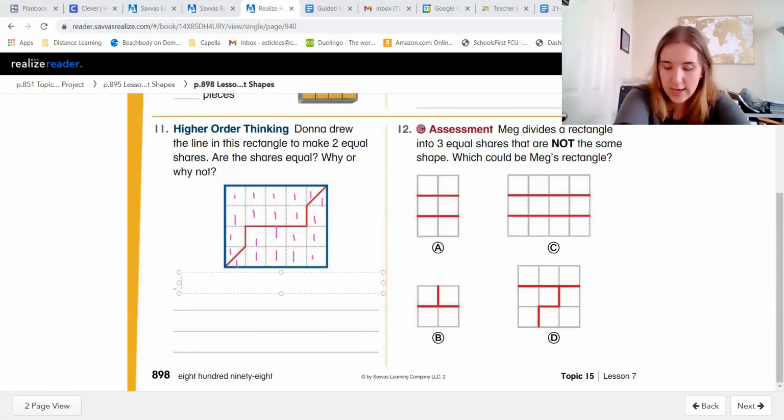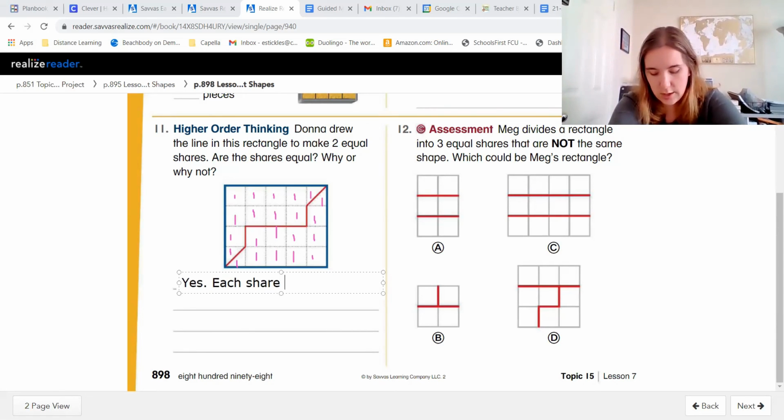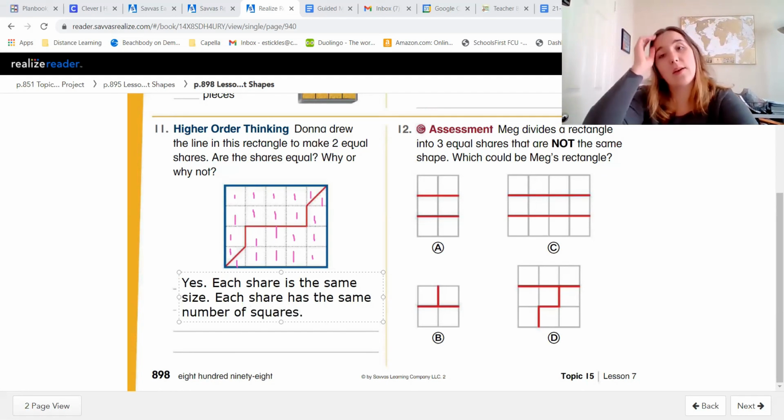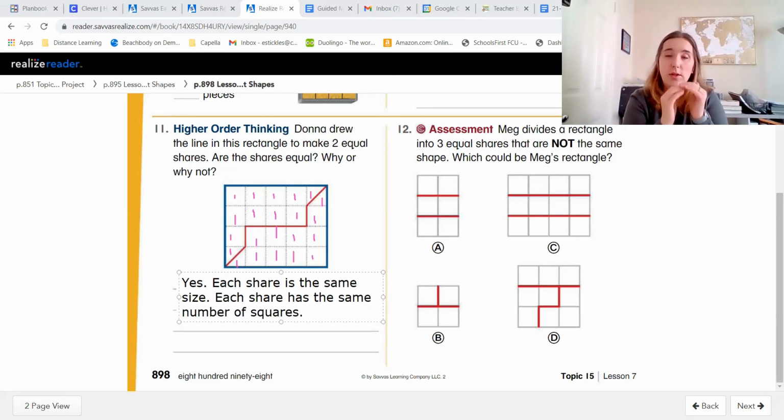So let's write it out. I'm going to say yes, each share is the same size. Each share has the same number of squares, right? Because we counted it out and there's 10 full little squares inside of each piece. Even though she cut them in half, there's still 2 halves, which makes a whole. So they are equal shares.